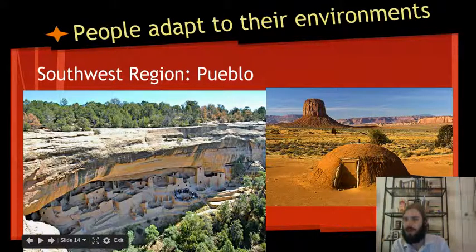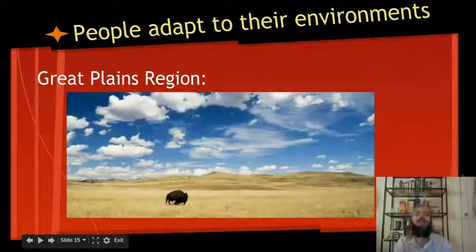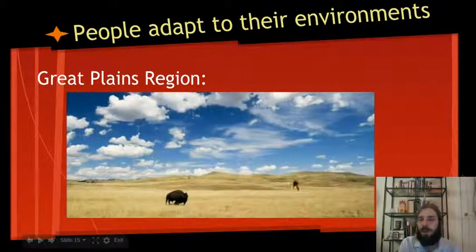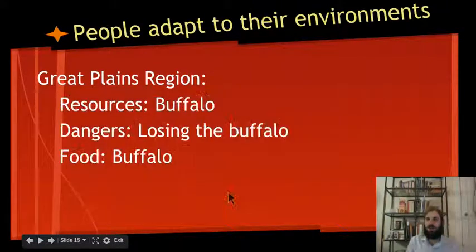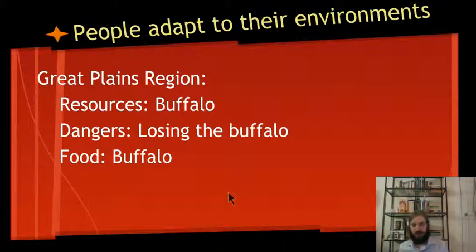A smaller one called a mesa. All right, Great Plains region. We see a resource that they have right here, okay? Resources, the buffalo. Dangers, losing the buffalo because the buffalo moves. Got to move with it, all right?